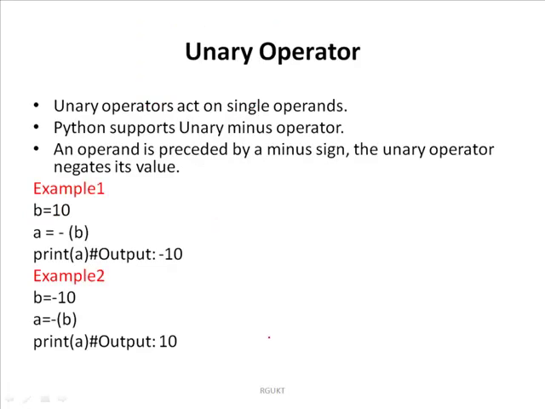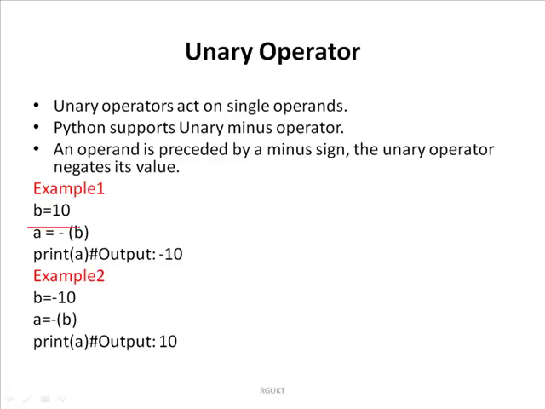Unary operator, and it's very simple. Unary operators act on a single operand. Till now we have seen operators performing the operation on two operands. Here we are going to be performing the operation on a single operand, and Python supports the unary minus operator. So that I will tell you.